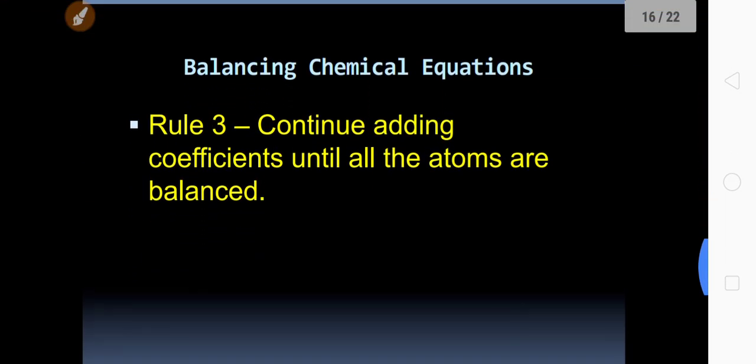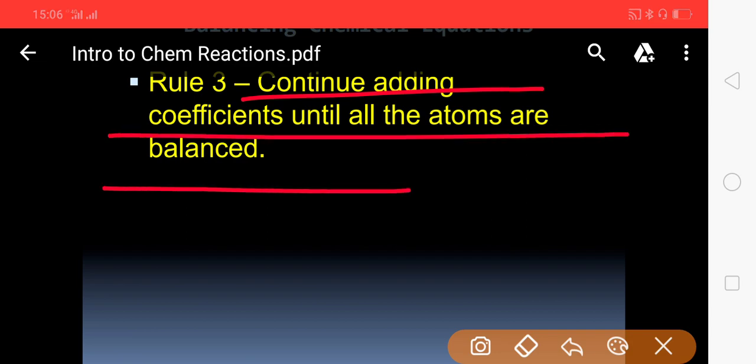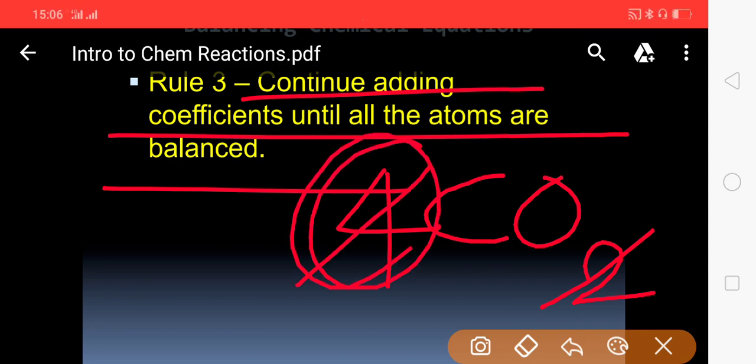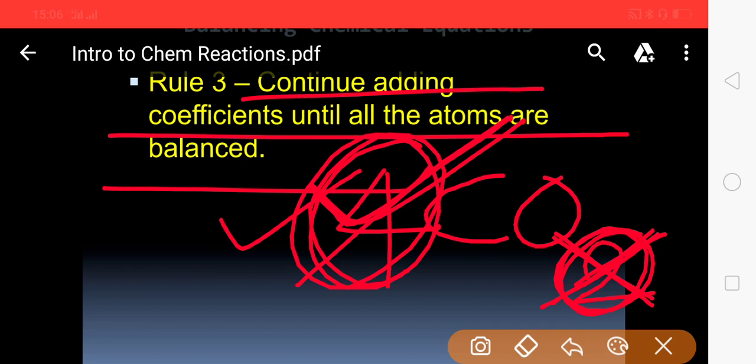The last rule is to continue adding coefficients until all the atoms are balanced. You can continue adding coefficients till you get the balanced equation, but you cannot change the subscripts. What is a subscript and what is a coefficient? For example, in CO2, this 2 is called a subscript. If you write something in front, that is called a coefficient. This is the coefficient and this is the subscript. You should not change subscripts; you can add or change the coefficients.